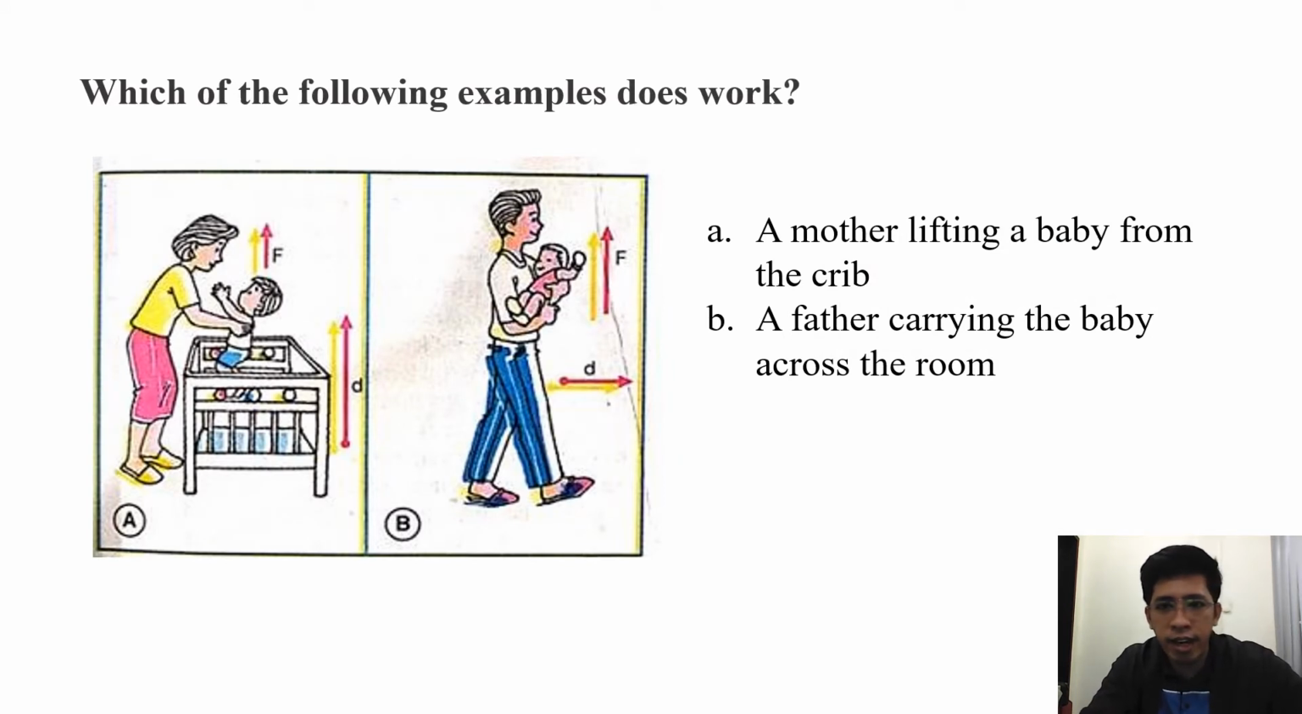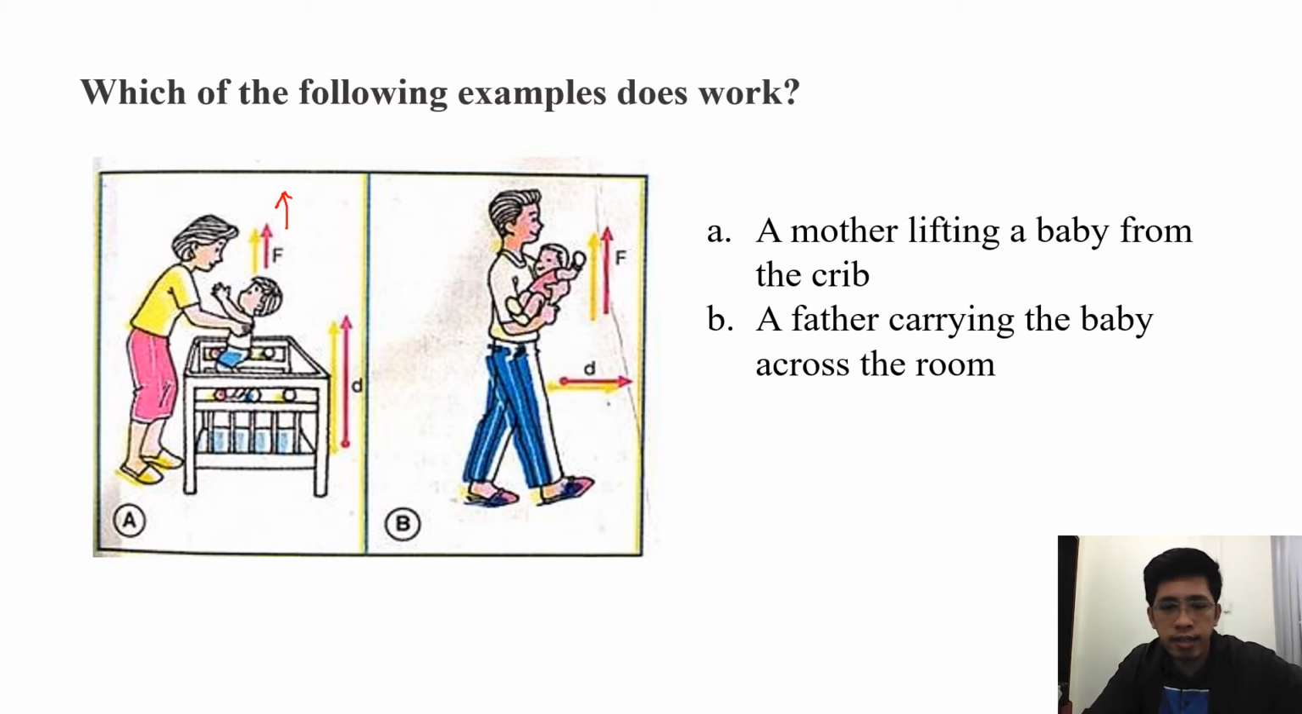Now let's have another example. Which of the following examples does work? The first is a mother lifting a baby from the crib. So you have here the force of the mother. The object that we're talking about here is this baby, and our first condition is that there must be a force acting on the object. In this case, the mother is lifting the baby from the crib, so there's a force F that is upward, lifting.